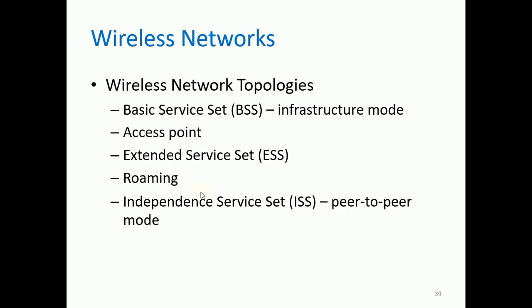Okay, what are the basic network topologies? We have the basic service set, or BSS, also called infrastructure mode. This uses the wireless access point, the WAP, with WPA-PSK. If you connect to a wireless connection, that is already a basic service set, using access points. Of course, the nearer you are to the access point, the higher the signal or bandwidth. Then what is the extended service set, or ESS? ESS is composed of two or more BSS. That is why it is called extended service set.